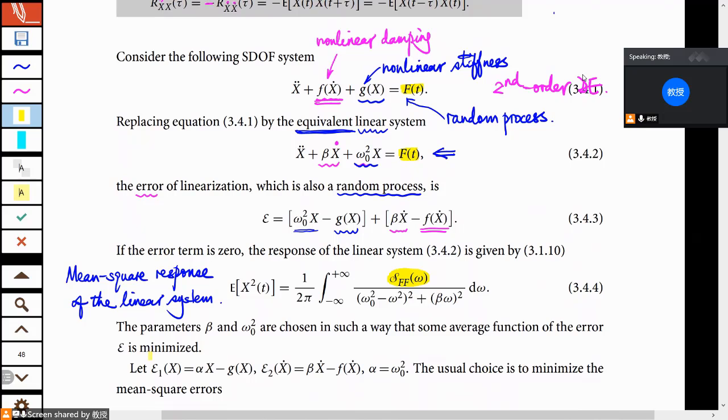Now, since we don't know beta and omega 0, we want to find the parameters beta and omega 0. They are chosen in such a way that some average function of the error epsilon is minimized.